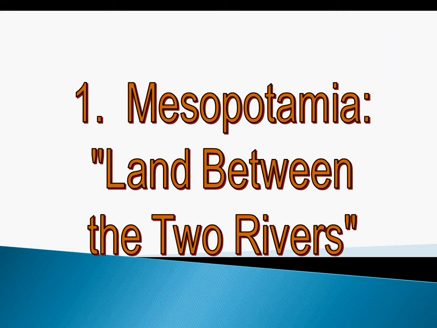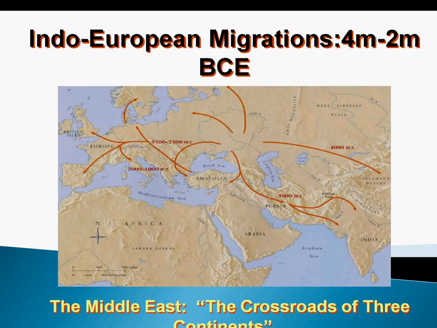One of the first civilizations we'll take a look at is Mesopotamia, literally meaning land between two rivers. The two rivers in question are the Tigris and Euphrates. Mesopotamia is also called the Fertile Crescent. It seems to be a very strategic place in the globe, and a lot of history exists there.